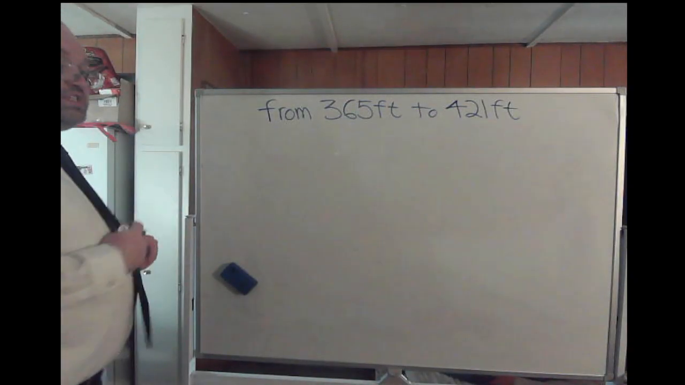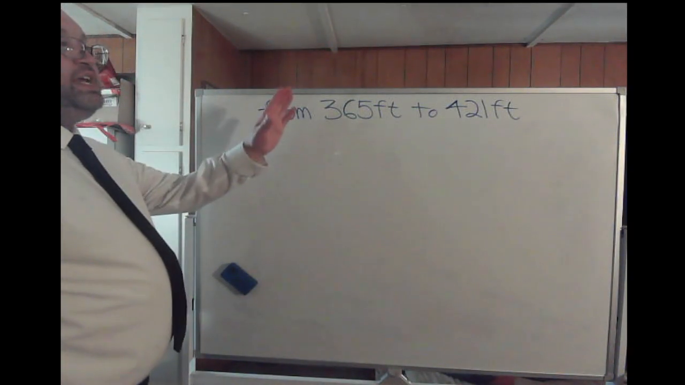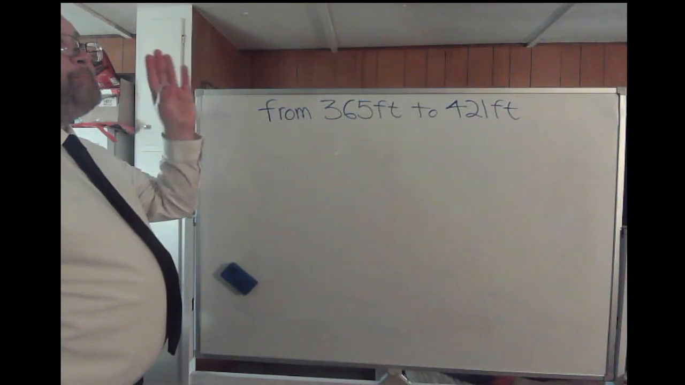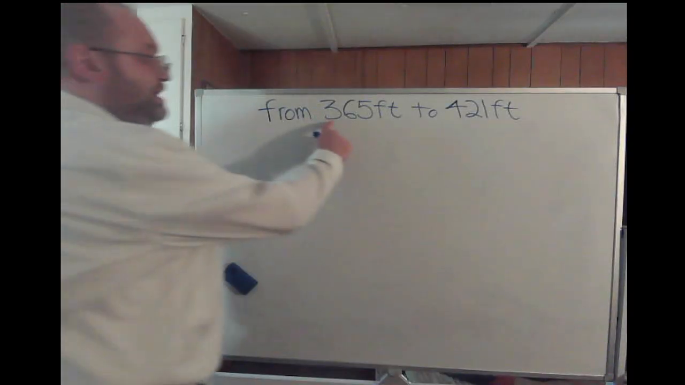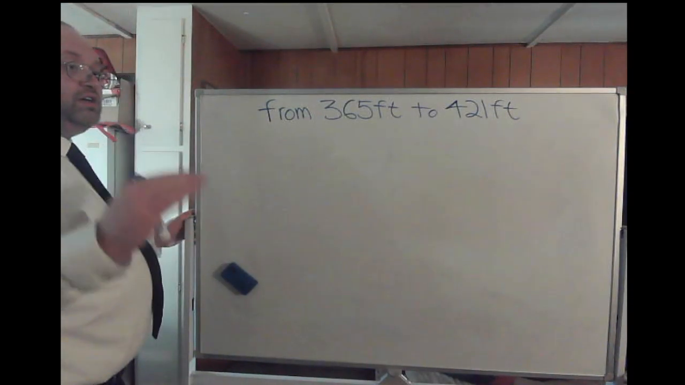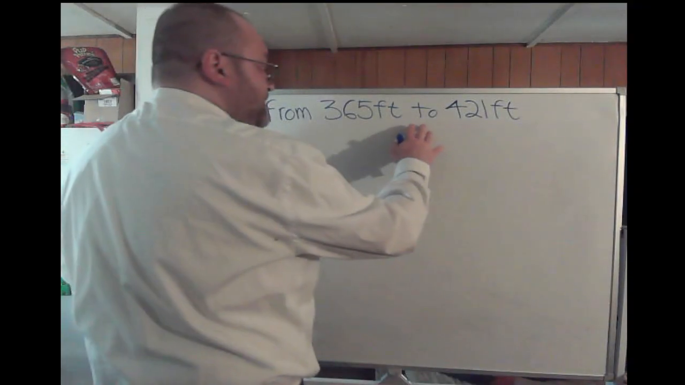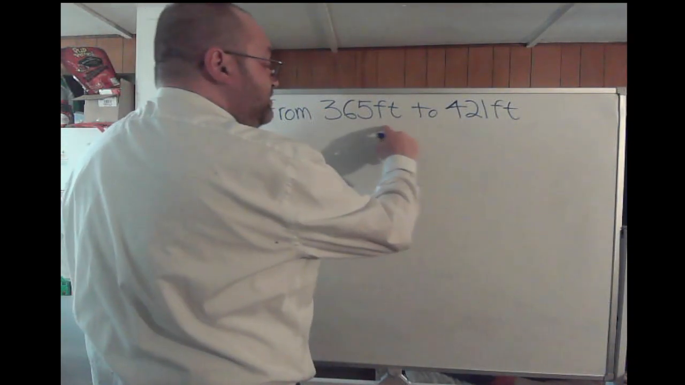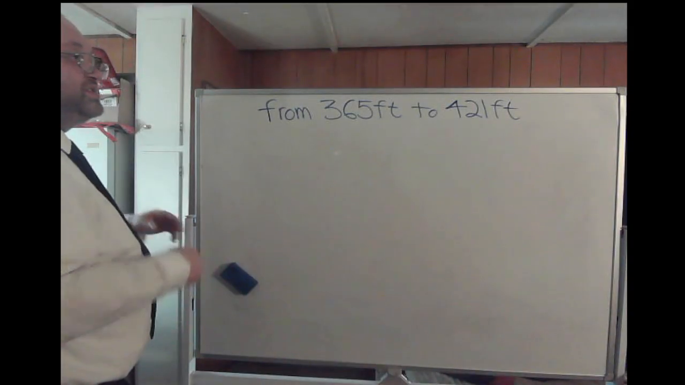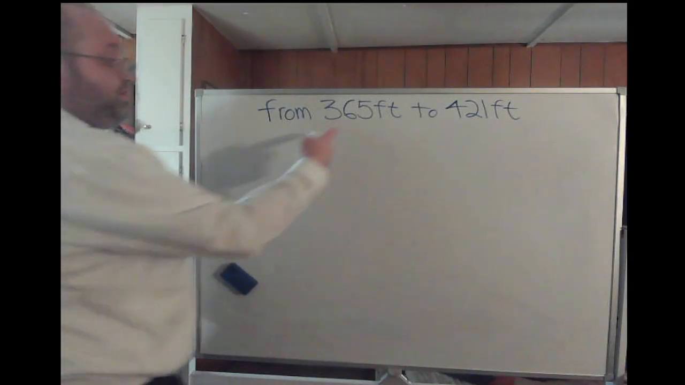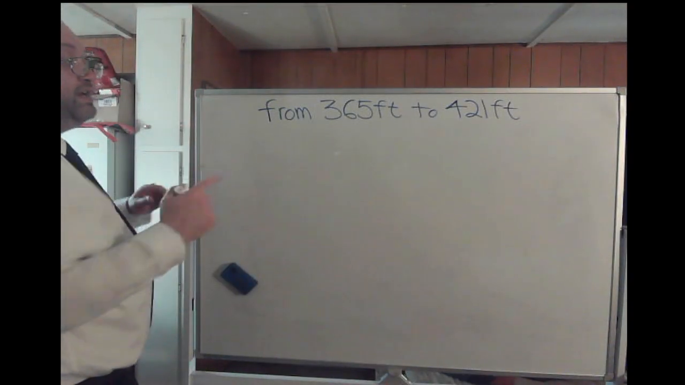Let's say you have a long wall in a building that's 365 feet long. You knock out another section of wall that's blocking it to make it one longer wall. You've gone up to 421 feet. I'm just using this as a story example. Well, if you've gone from 365 feet to 421 feet, that's definitely an increase.